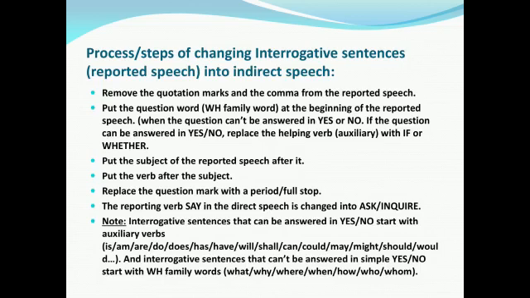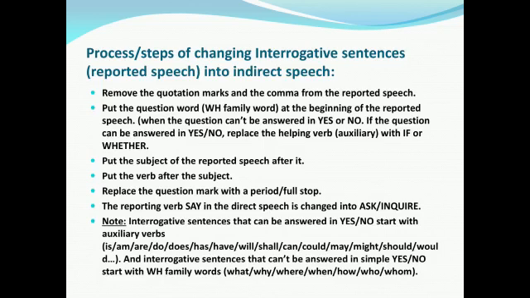So the reporting verb say or said in the direct speech is changed into ask or inquire, written as asked or inquired, and the question mark will obviously be removed because it will be converted into an assertive sentence or a statement.